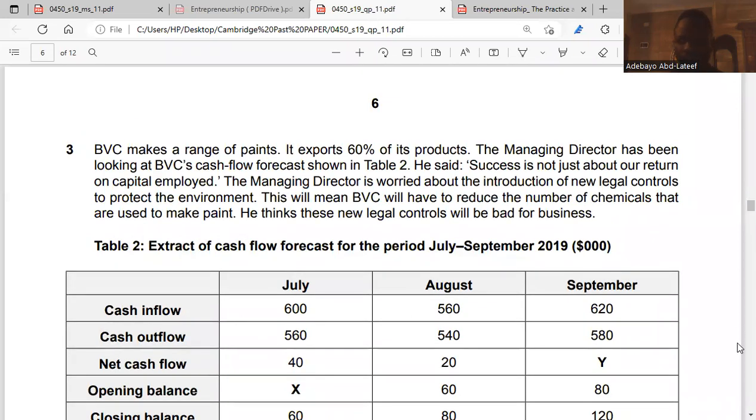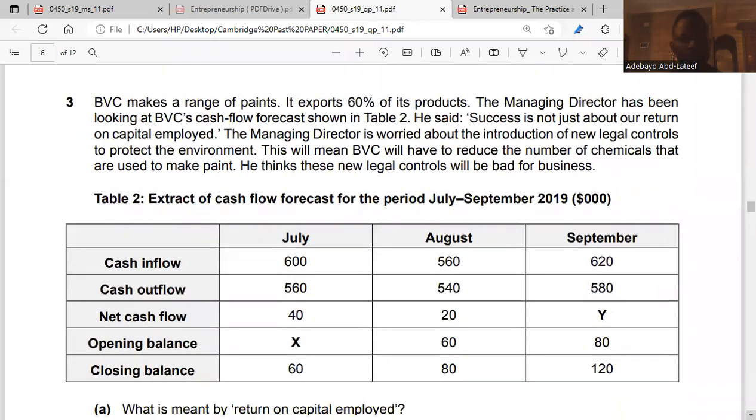PVC makes a range of paints. It exports 60% of its products. The managing director has been looking at PVC's cash flow forecast shown in Table 2. He said success was not just about our return on capital employed.